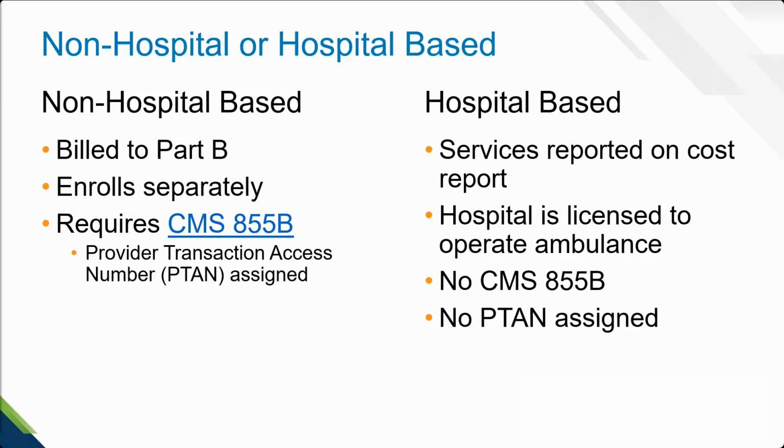But when it's owned by that hospital, owned by that facility, they will not enroll separately, and they will not get a PTAN assigned. So a lot of it has to do with how those services are going to be billed. If you are billing to Part B, you are going to enroll using a CMS 855B. If those services are going to be included in the hospital services and in their cost reporting, you are not going to enroll that ambulance separately through an 855B. And you will never enroll an ambulance service for a hospital-based ambulance with an 855A. That 855B is the only application an ambulance is ever going to complete.